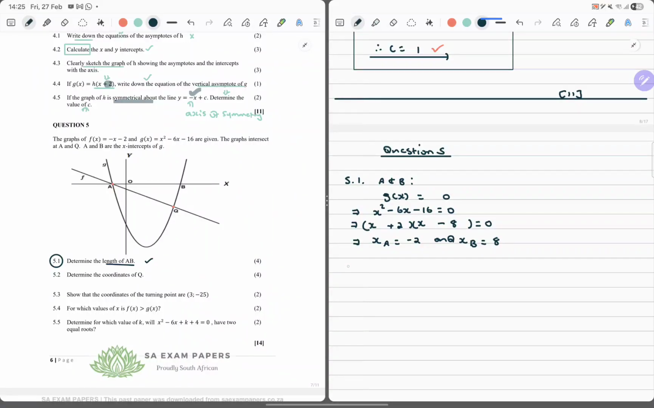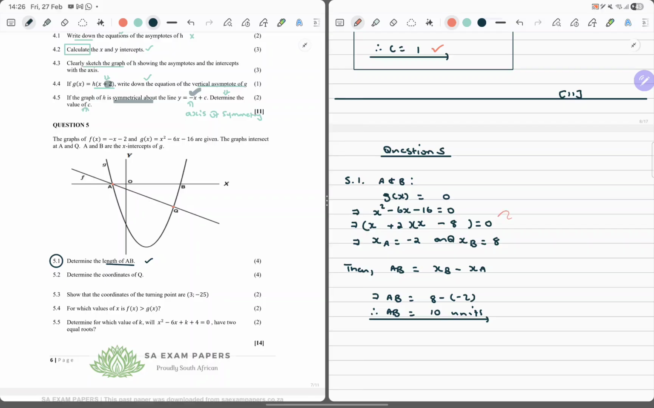Yeah, so we can say then AB is going to be x at B minus x at A, which implies that AB is going to be 8 minus -2. Therefore, AB is 10 units. Nice and easy. This is quite a common question. It's a standard grade question, to be honest, but I think it's acceptable at all three levels, grade 10, 11, and 12.